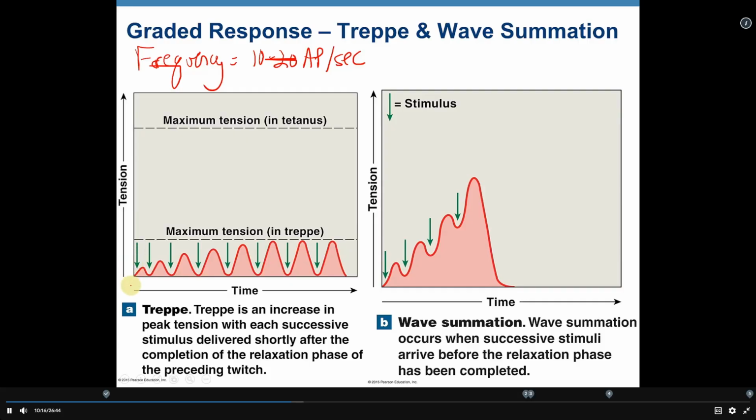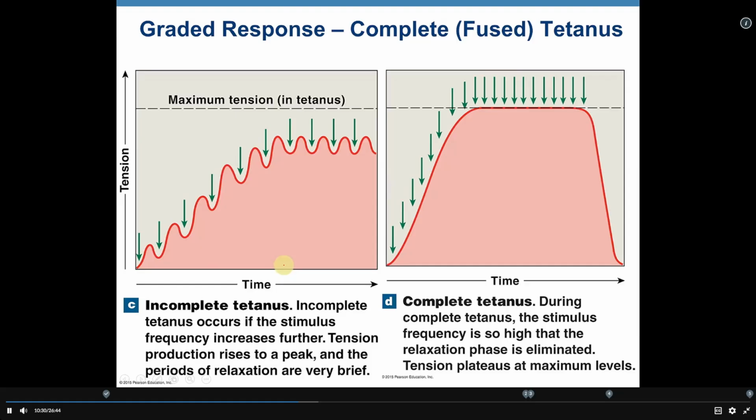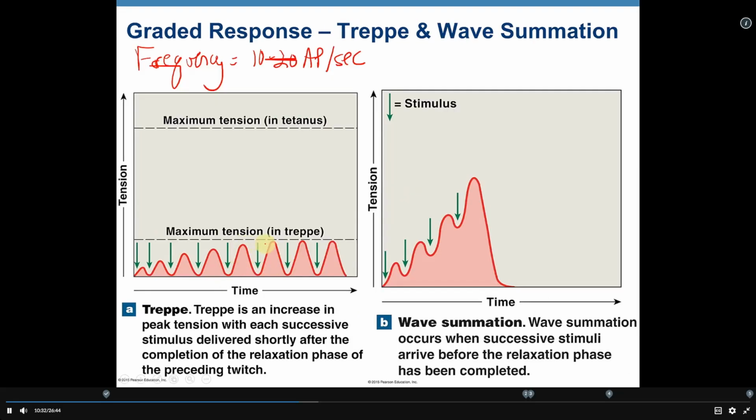So what happens is you get an action potential, the muscle contracts, the muscle relaxes. Another action potential, contracts, relaxes. Another action potential, contracts, relaxes. Now what you might notice as we move along here is that the amount of force that's being produced is increasing. This is called treppe. Treppe is when you get an increase in force with every successful action potential delivered. And what's happening here is that each contraction produces more force.